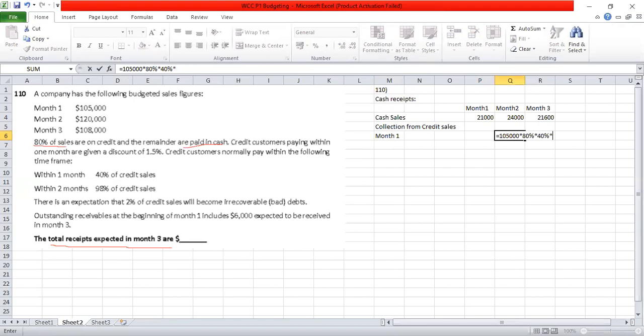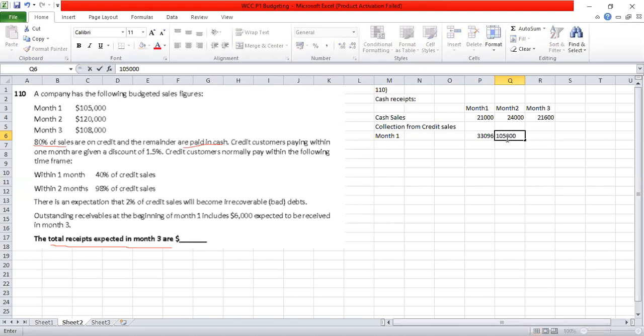So that is the amount of cash which would be collected within 1 month, in the same month. The next month, the rest of them will pay.